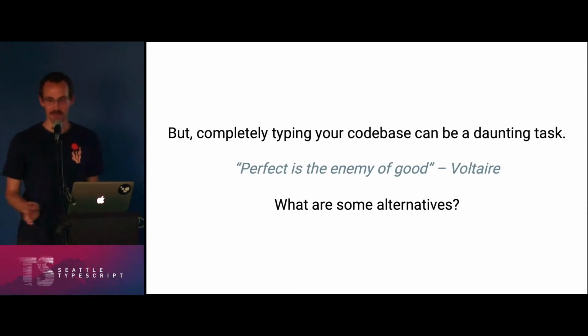But completely typing your code base can be a daunting task. So like here, we had like 400,000 lines of JavaScript and wanted to start using TypeScript and couldn't just flip a switch and instantly have great types for everything. So you know, there are some middle grounds. Perfect is the enemy of good. You shouldn't hold out for perfect types. There are a lot of fun compromises and alternatives you can use along the way, other than just throwing any's around.